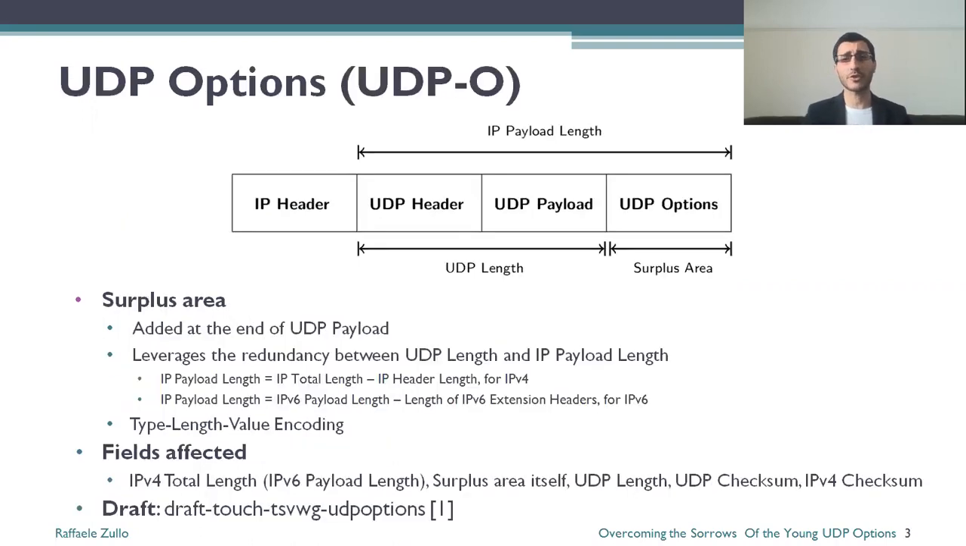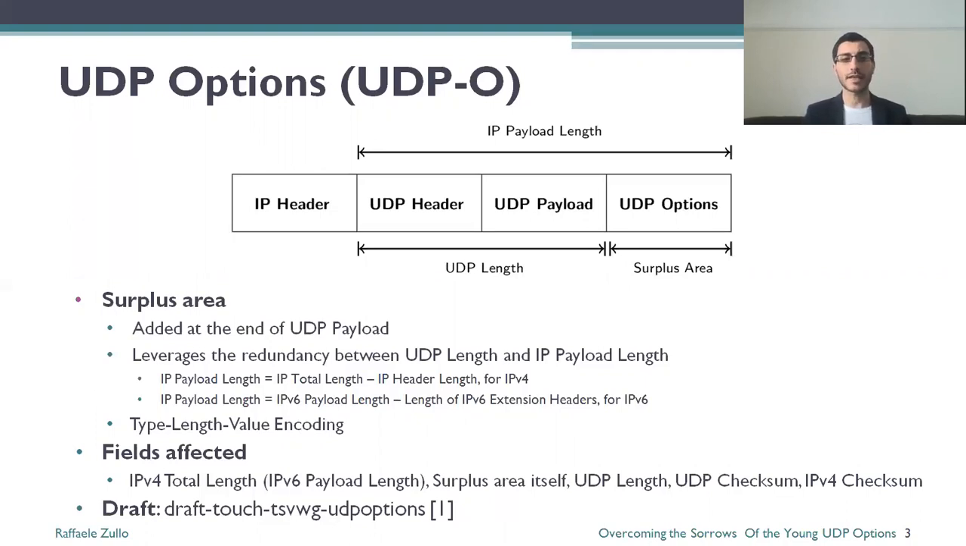We all know UDP is a very essential transport protocol. A recent extension known as UDP options adds the support for transport options to UDP datagrams. Basically, a surplus area containing UDP options is added at the end of the UDP payload, leveraging the redundancy between UDP length and IP payload length. With IP payload length, we mean the IP total length minus the IP header length for IPv4, or IPv6 length minus the length of extension headers for IPv6. A type length value encoding is used, similarly to TCP options.